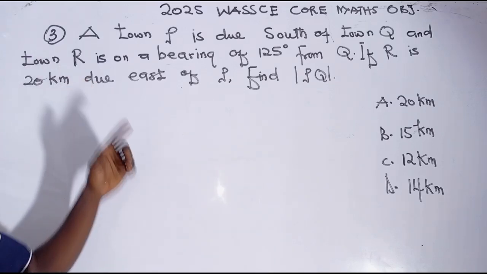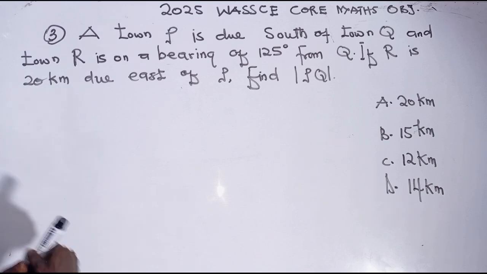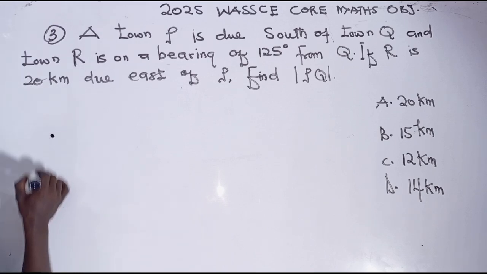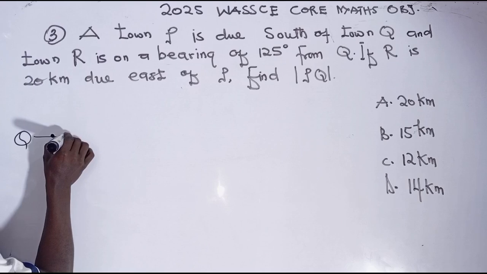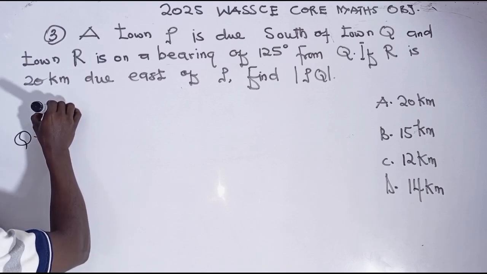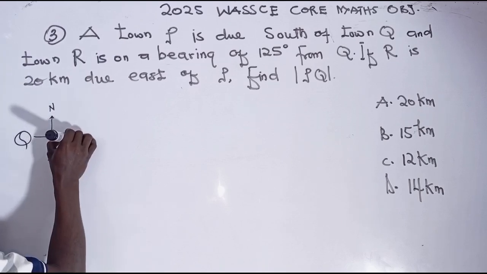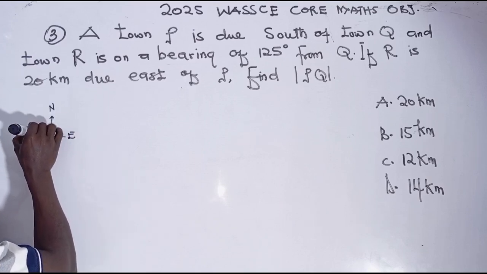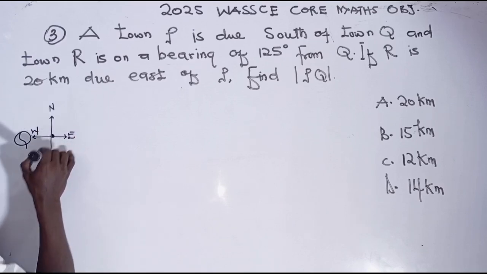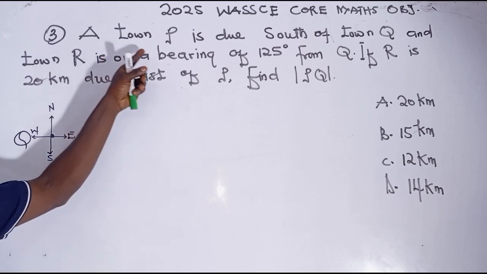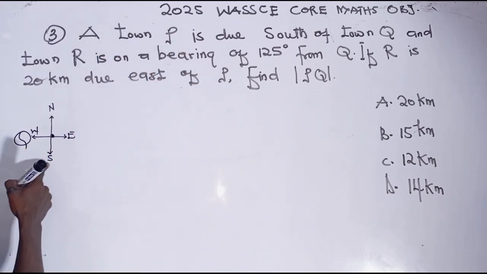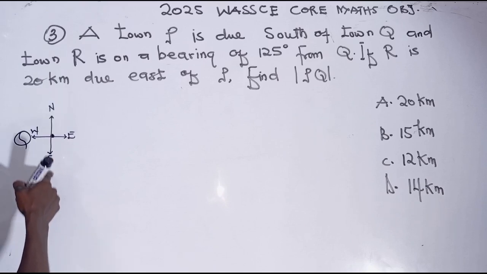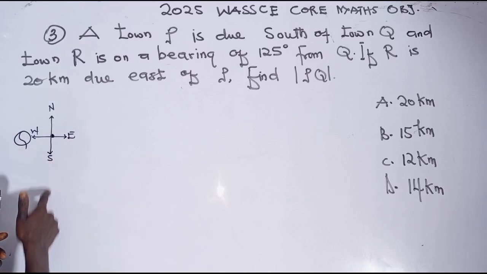So we have town P is due south of town Q. So let's call this point Q, that is town Q. Since we are talking about bearings, we are going to draw our cardinal points. We have north, south, east, and then west. Town P is due south of town Q. So this is town Q, and town P is due south. So it means we are going to move southwards, down of south.